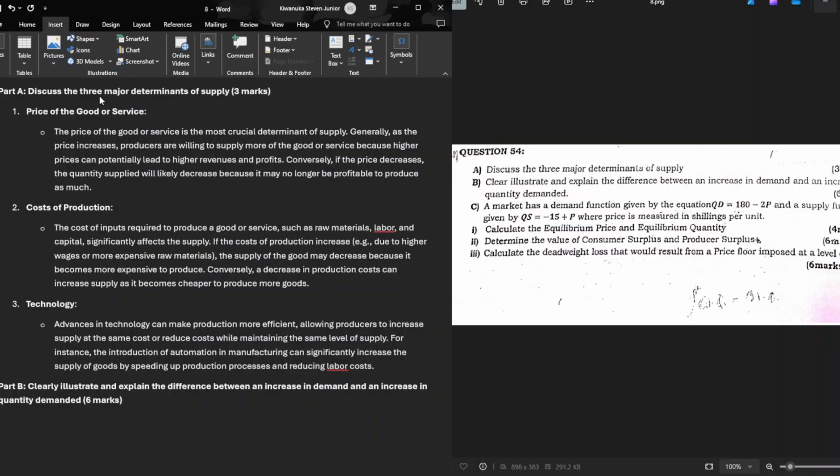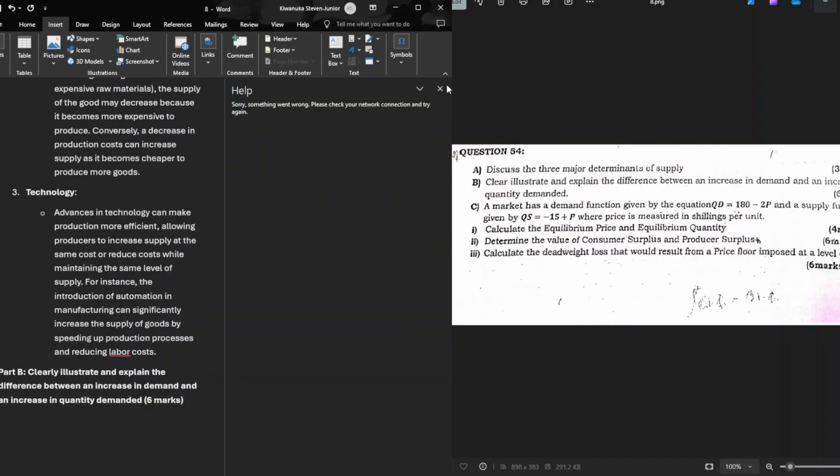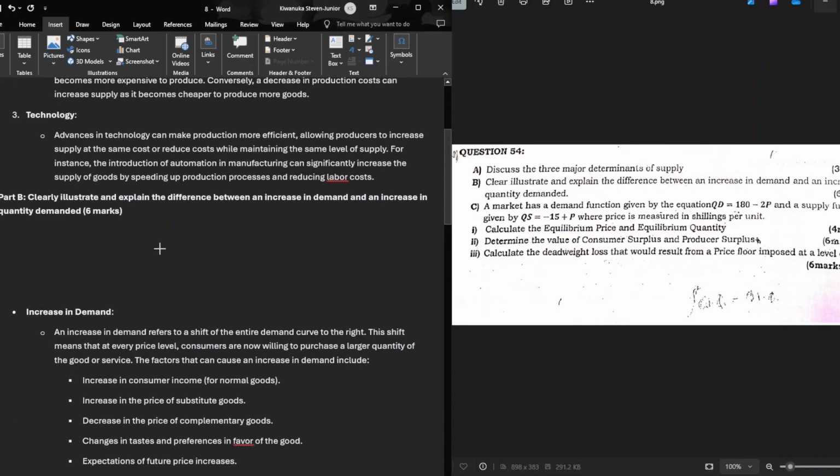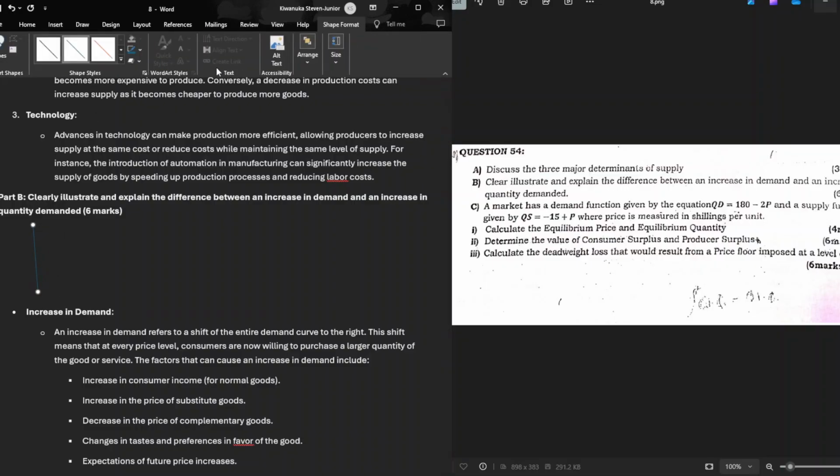So if you are to draw this together, will it allow me to draw? So if we are to illustrate this, increase in demand and increase in quantity demanded, kindly you know to do these things. So I might control copy, control V.